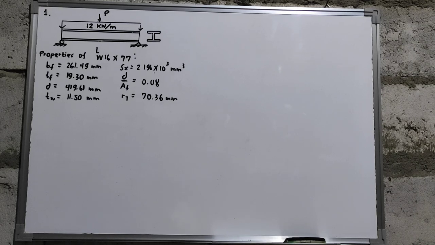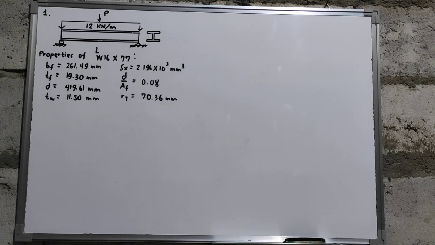For sample problem number 1, a W16 by 77 beam, simply supported as shown, carries a uniform load of 12 kN per meter, including its own weight, and acting at its midspan. Determine the safe value of P, acting on the midspan, if flexure controls. Use Fy equals 248 megapascal.